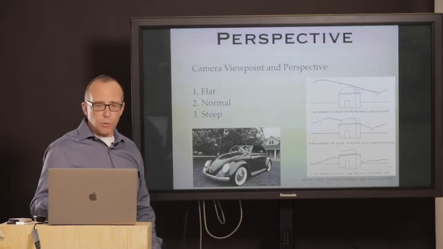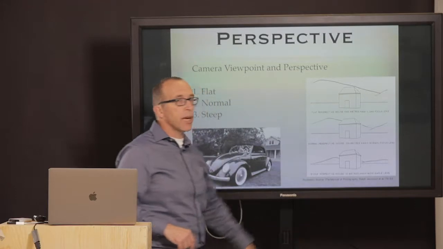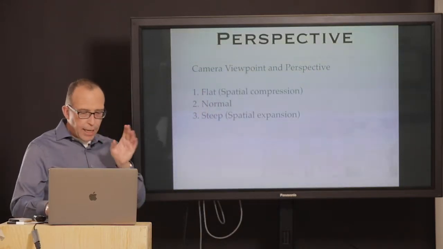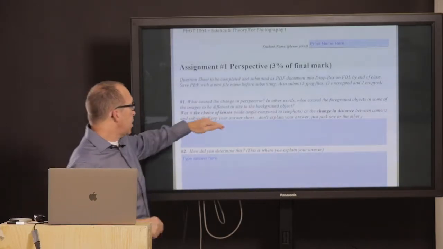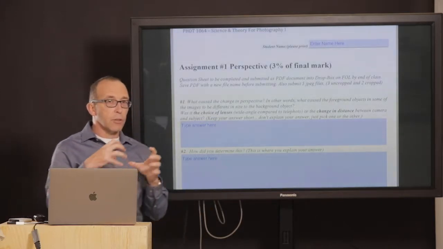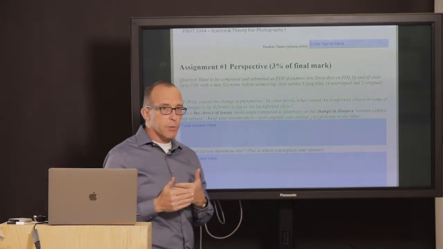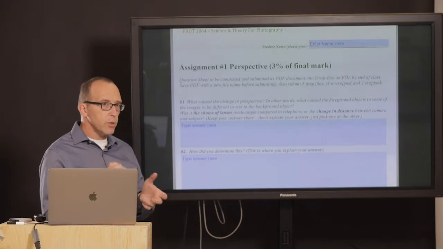Another question I might ask is, what made this picture of the house look different than that picture of the house? What is causing that change in perspective? And I'm going to give you a clue. If you look in the question, I even tell you it can only be one of 2 things. It's either the lens that you used, or it's the distance of the camera from the subject. So it's one of those two. Only one is the right answer, so which one is it?